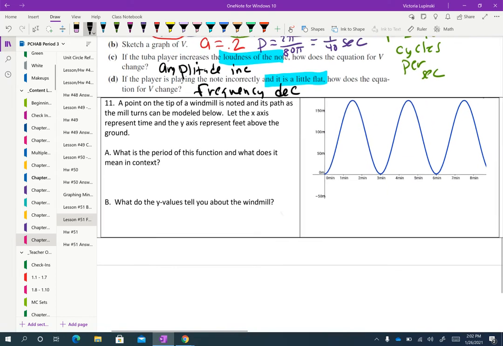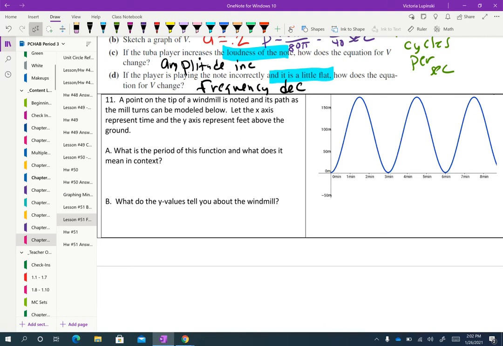And then finally, something that hopefully you can all relate to, you're talking about a point on the tip of a windmill. So again, because the windmill is going around and around and around, that's why it can be modeled with trig functions. So the x-axis represents time and the y-axis represents feet above the ground. So all important information that we are going to want to consider.